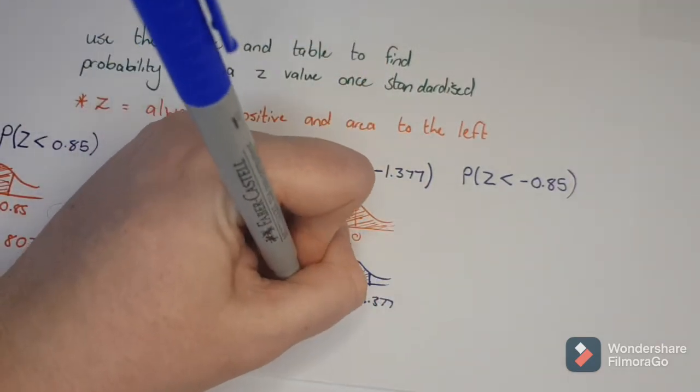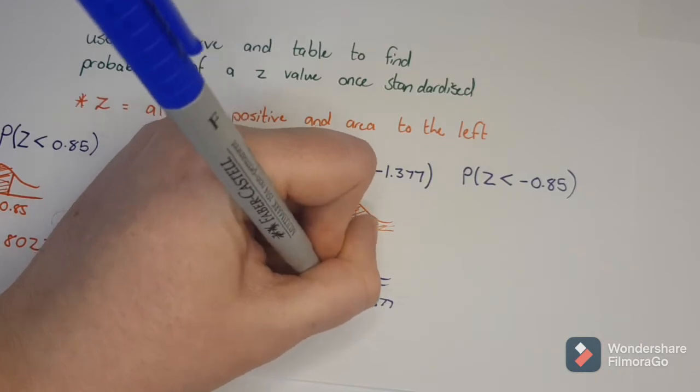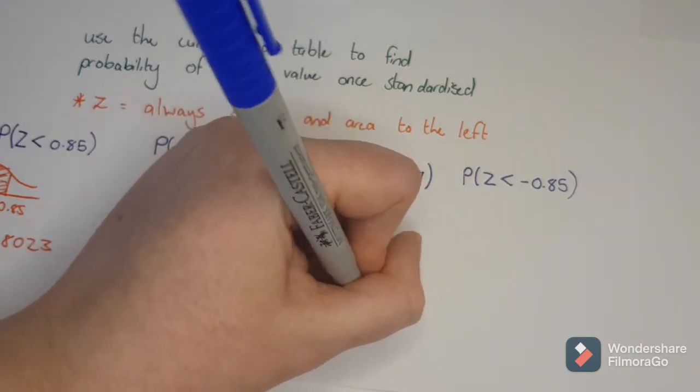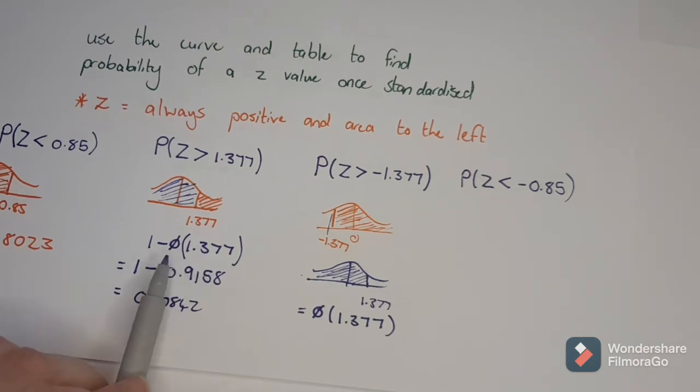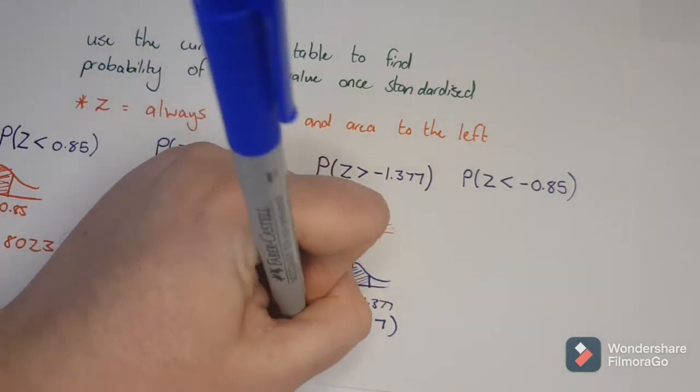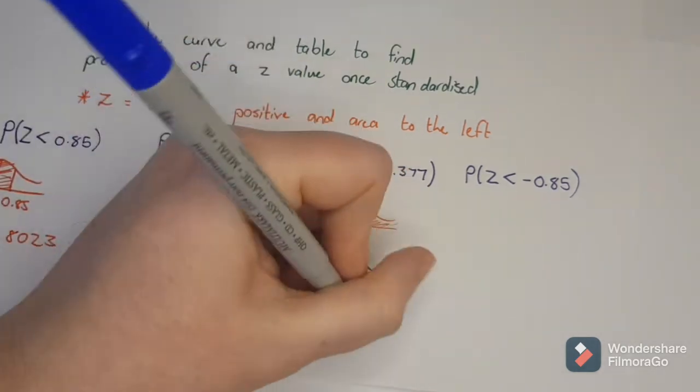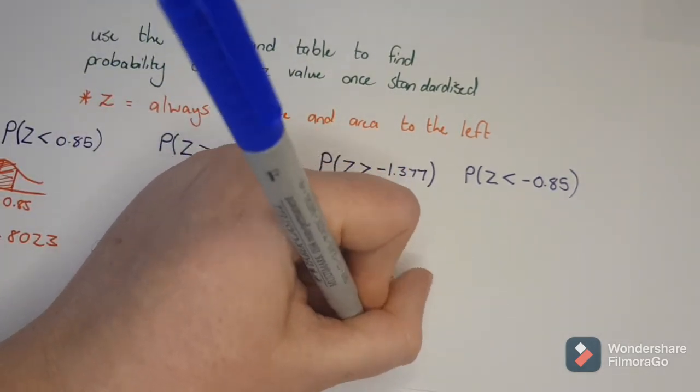So I can then say, I just want my value of 1.377. And that's the same as the one I just looked up. So I know that it's 0.9158. So that would be my final answer.